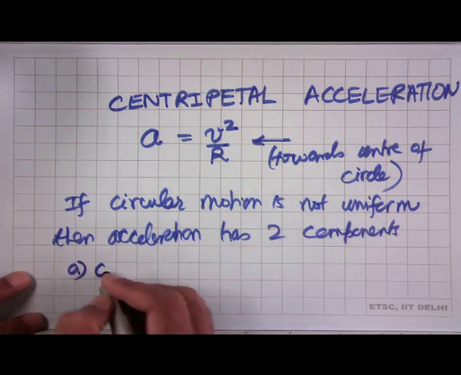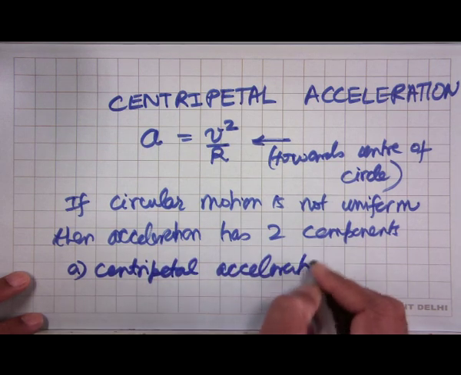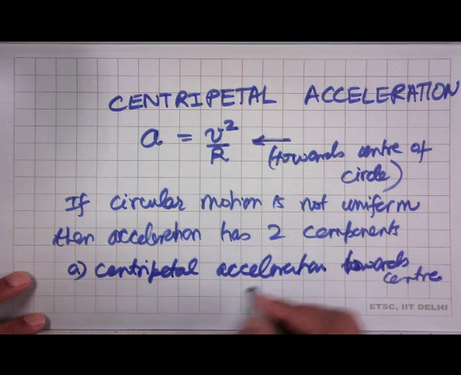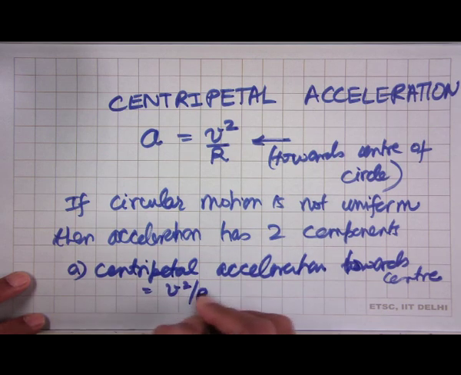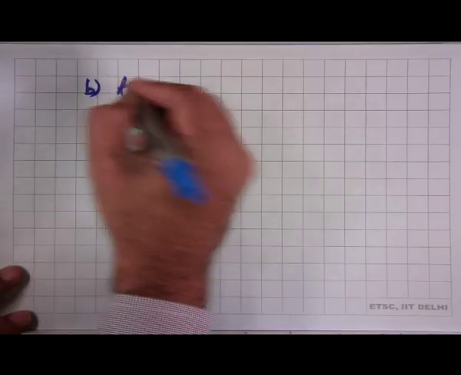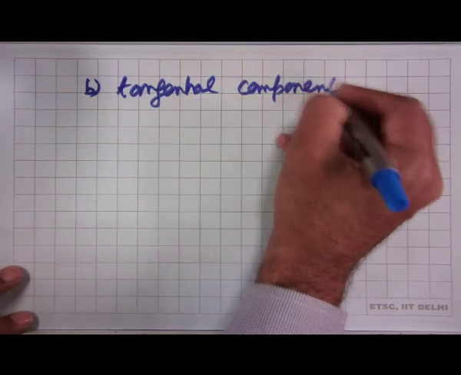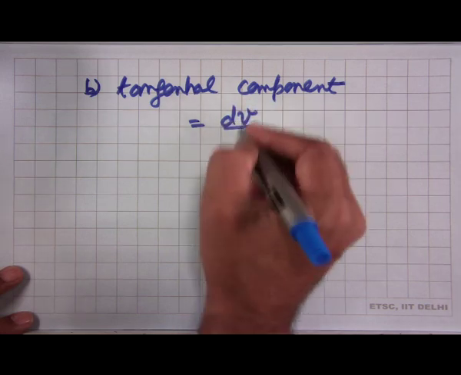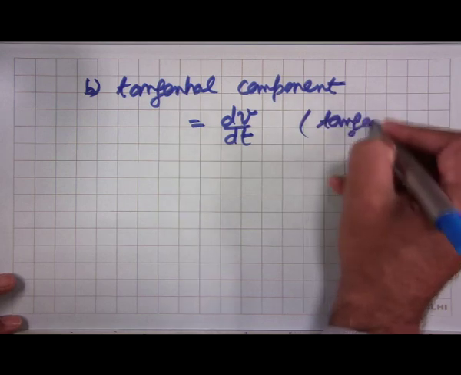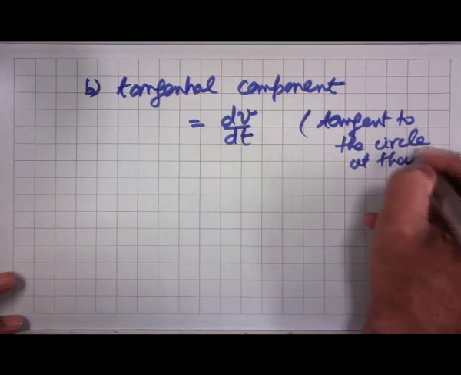The first component is, as we have discussed, the centripetal acceleration towards the center, and this we said is equal to v square upon r. And the second component is a tangential component, and this will be equal to the rate of change of speed, and this is tangent to the circle at that instant in the right direction.